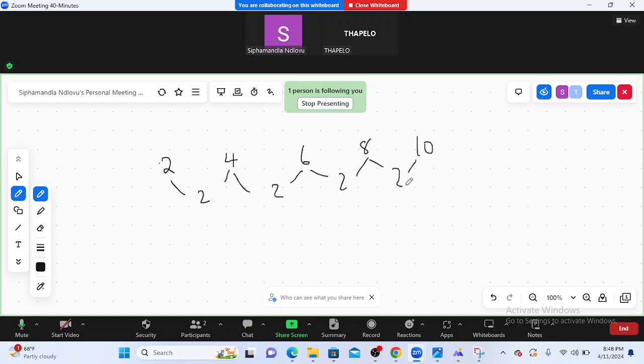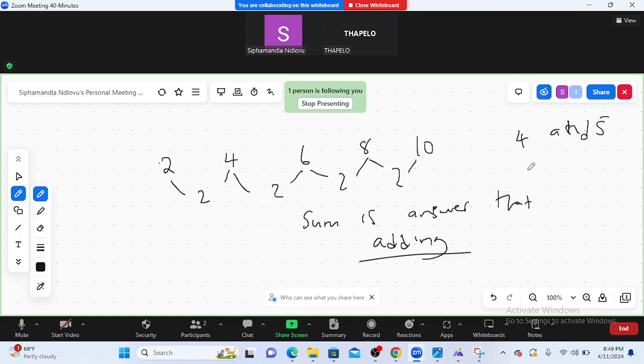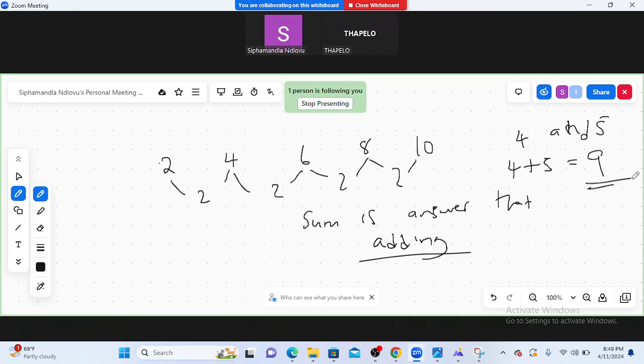So in order for us to prove that this is the linear pattern, now let's say they ask, what is the sum? Because remember, the sum is the answer that you get when you're adding. So if I'm saying, what is the sum of 4 and 5? I'm asking you, what is the answer when I'm adding 4 plus 5, which would be 9. So the sum of 4 and 5 is 9.